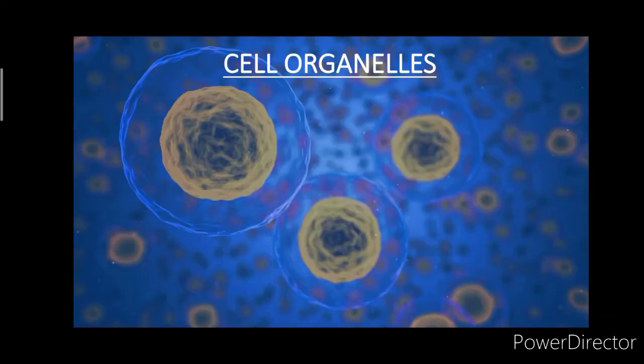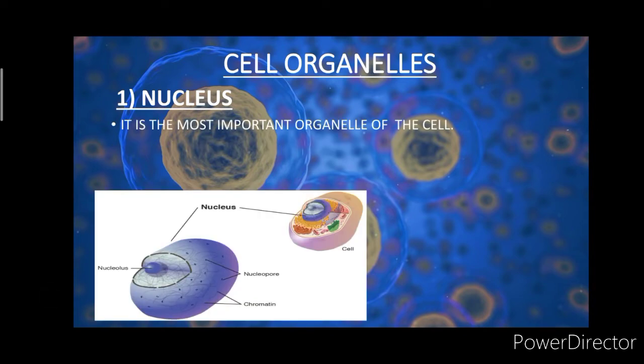Each cell of a living organism contains various components for carrying out the life processes of the living organisms. These components are actually called as organelles. Organelles are similar to the organs which are present in a human body. Similar to this, the organs which are present inside a cell are called as cell organelles. Now let us begin with the first type of cell organelle, which is nothing but the nucleus. It is the most important organelle of a cell.